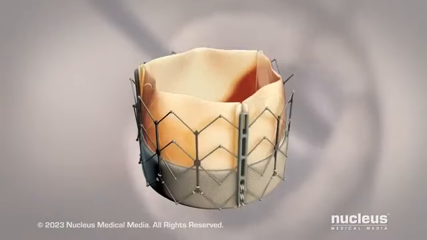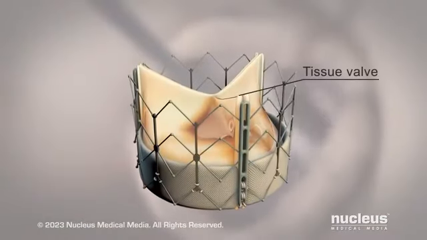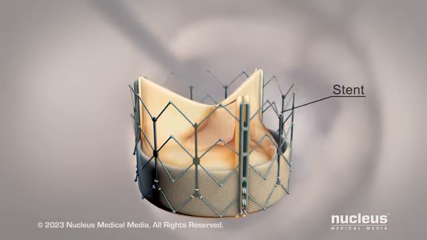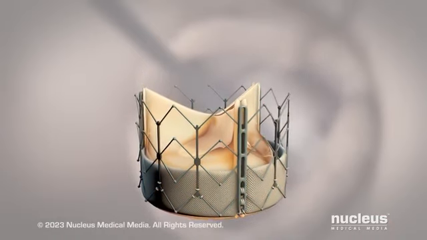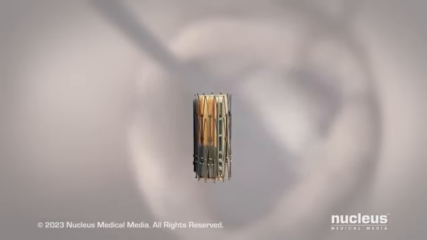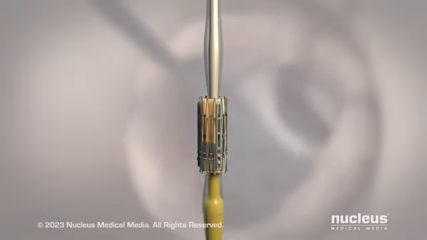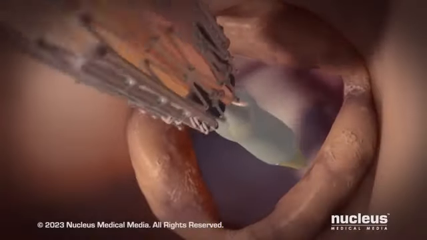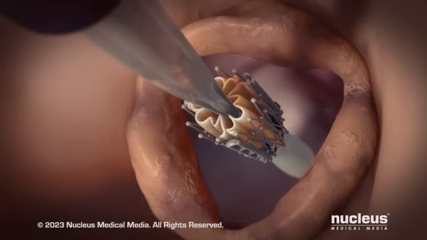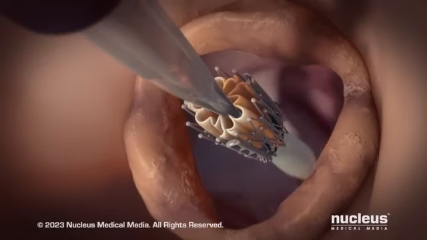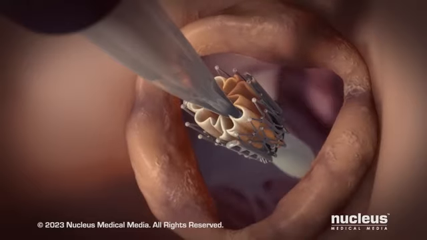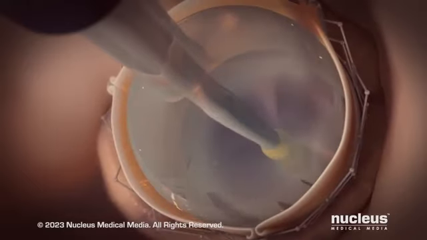The replacement valve consists of a tissue valve surrounded by a wire mesh called a stent. The replacement valve will be compressed and placed on the tip of another catheter. This catheter will be inserted through your aortic valve. When the catheter reaches the opening in your aortic valve, your doctor will inflate a balloon underneath the replacement valve to expand it and the stent.